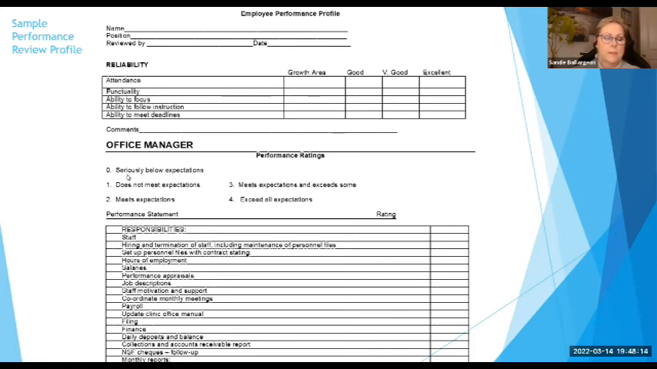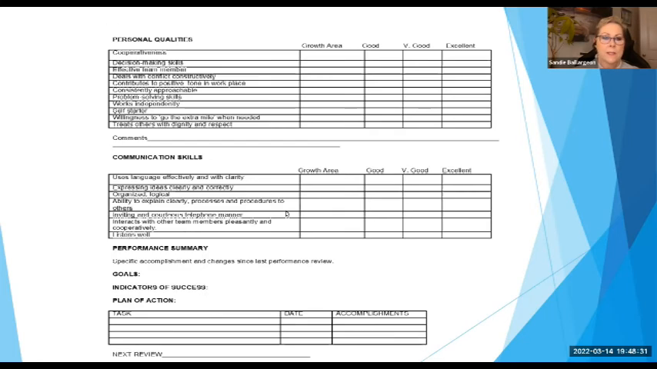So if somebody is seriously below expectations, they would get a 0 in this column. And that means that you need to be prepared to talk to them about that. That would be the correction that you want to make. Does not meet expectations, or meets expectations, and so on and so forth. And your superstar would be exceeding all expectations.